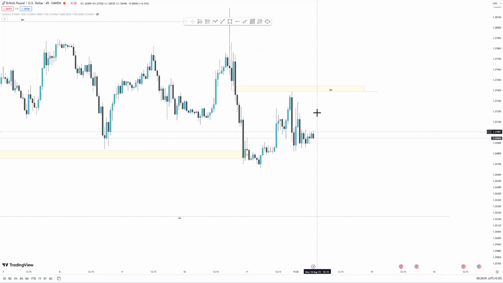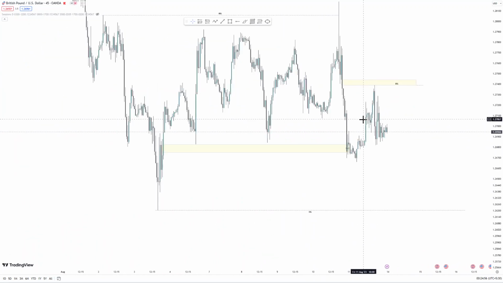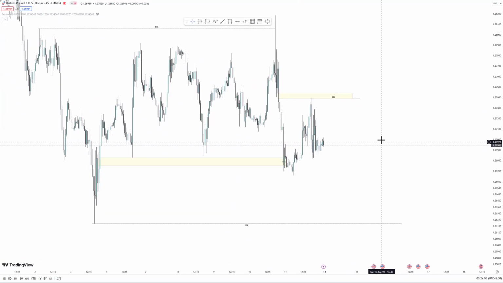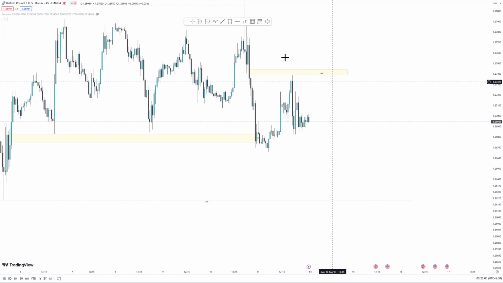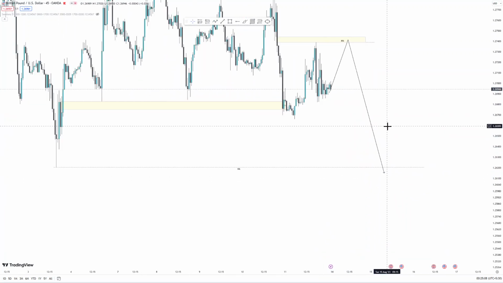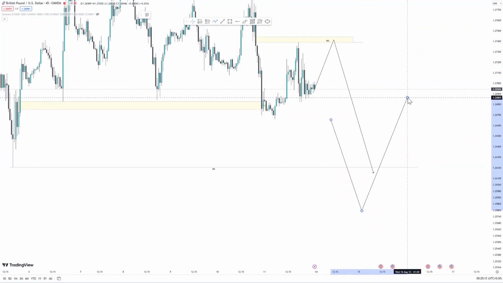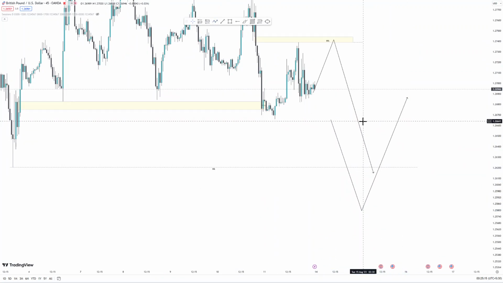So I would be looking for shorts here. I wouldn't be having any buys in GBP USD. Yes, I have a bearish bias, but as of now, I would be very cautious and I would be looking for this scenario. This is the only scenario I'll be looking for, or else price can do this. These are the two scenarios I'll be looking at in GBP USD.